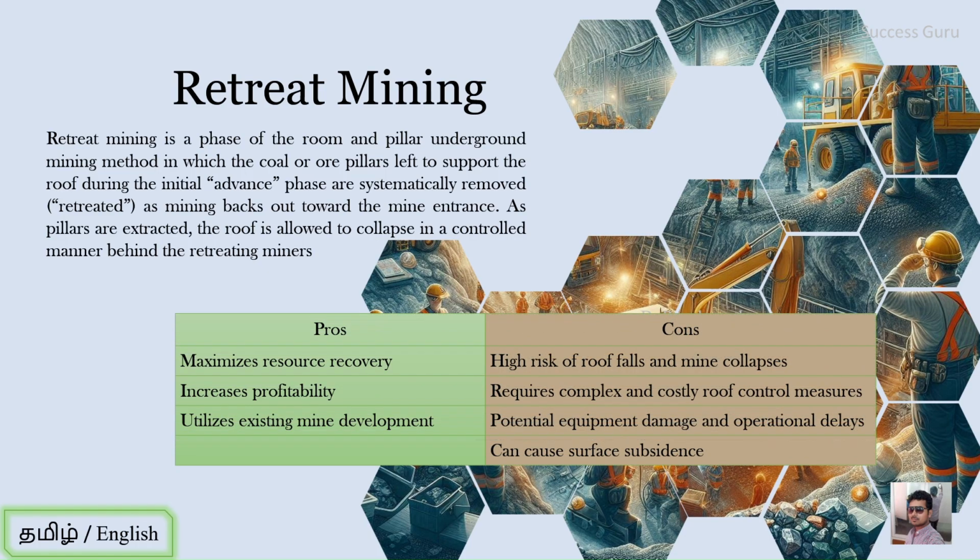Let us see the pros and cons. The very first advantage is that it maximizes the resource recovery. In the room and pillar method, we mentioned that the recovery rate is in the range of say 40 to 60 percent. If you go for retreat mining, you can go up to 100% mining, right? In this way, you can improve the recovery rate. Then it also increases the profitability. When the mineral resource recovered is high, it automatically raises the profit.